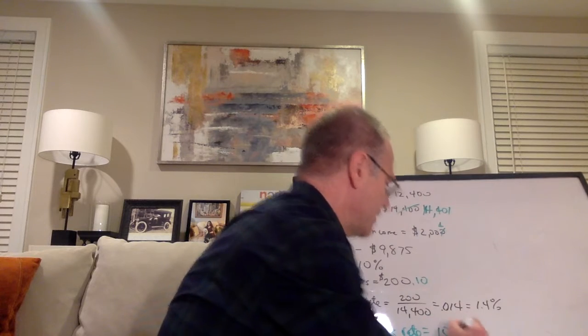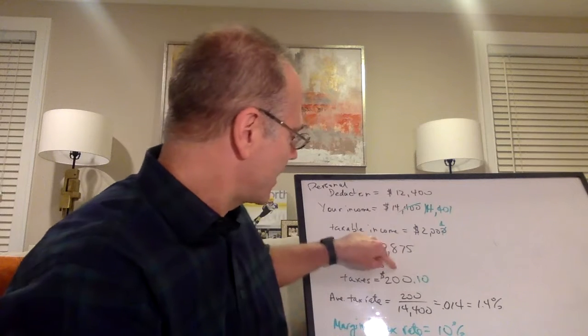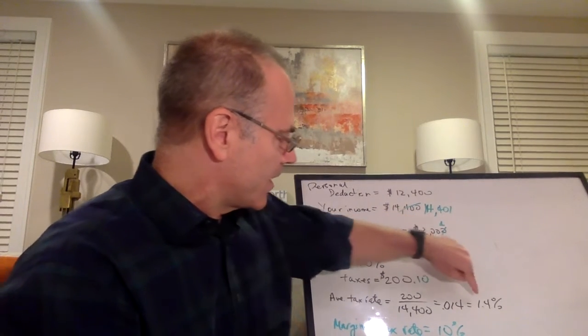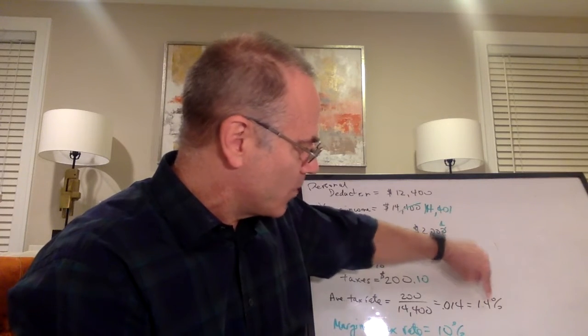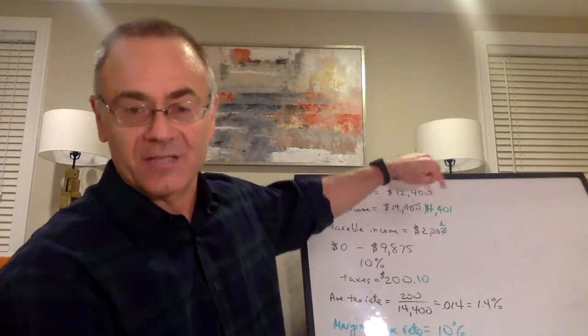So your marginal rate equals 10%. But your average tax rate was 1.4%. Maybe actually we could have, I don't think it would change that. I rounded up from 1.399. I think that average tax rate would be the same even if you earned an extra dollar.